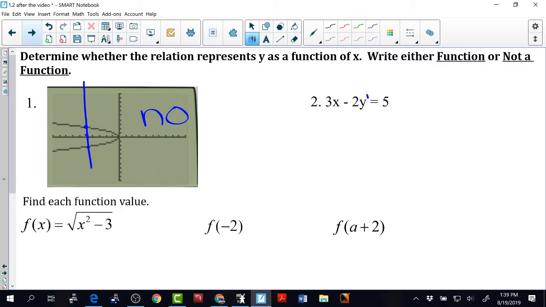Y has an odd power, so if I solved for y, I would not have to take a square root or fourth root or sixth root, and I wouldn't have to have plus or minus. Since this power is odd, this is a function. This happens to be a line that's not vertical, so it's a function. So you're looking for odd powers of y on that. Even powers is not a function.